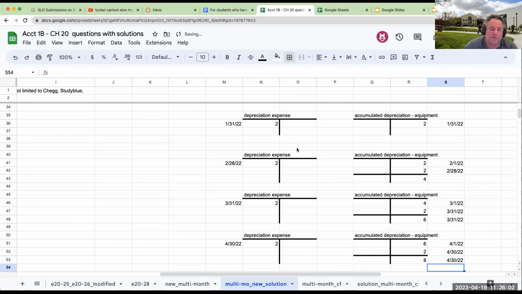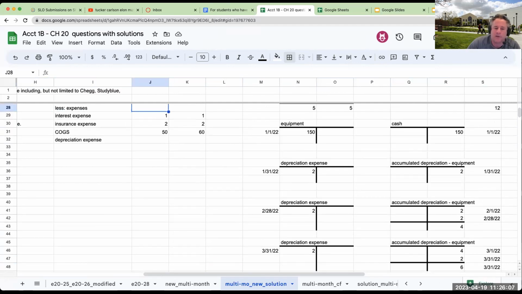Now, for our purposes here of the income statement, right, this part over here, my depreciation expense is just going to be 2 and 2.